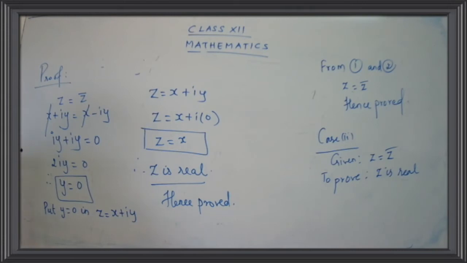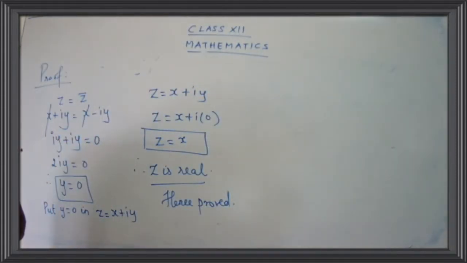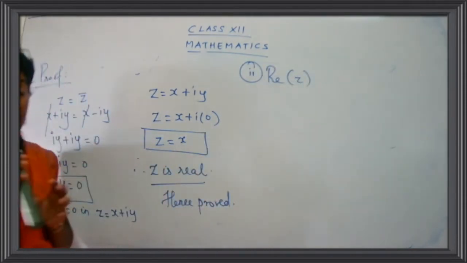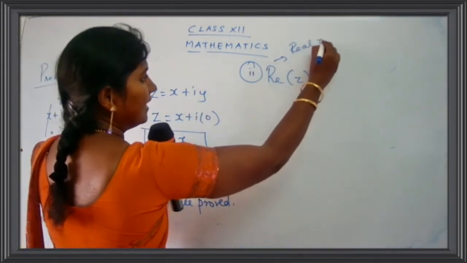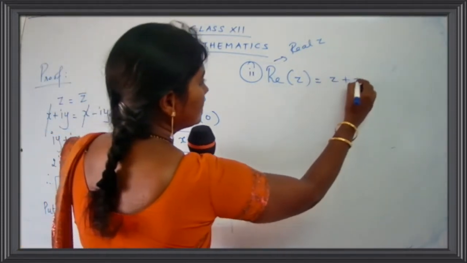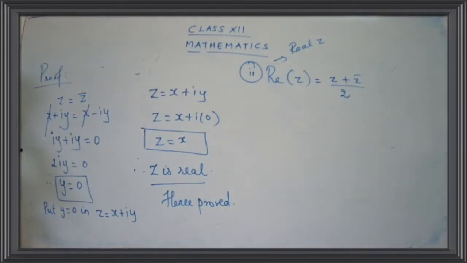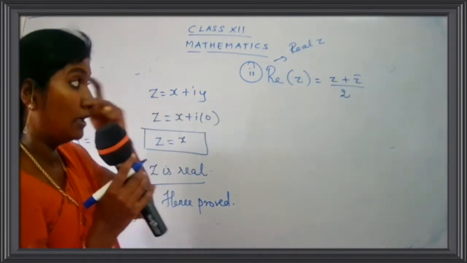Okay. Now let's go for the second subpart. I'll rub this part. Write down subpart 2. Re Z. What is the meaning of Re Z? Real part of Z. How to read this, children? Real part of Z is equal to Z plus Z bar upon 2. This is what we have to prove. We have to prove the real part of Z is equal to Z plus Z bar upon 2. Clear, children? Have you taken down the question?